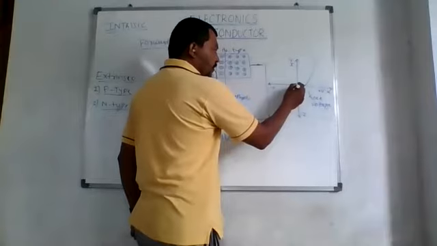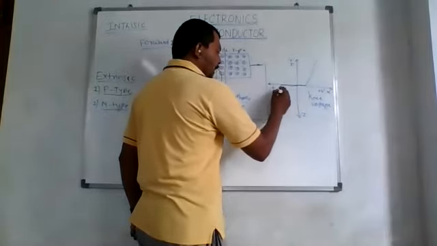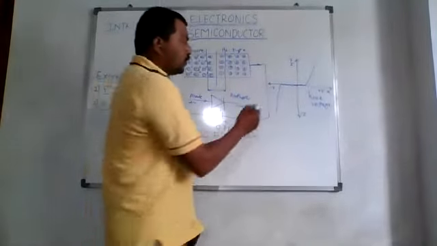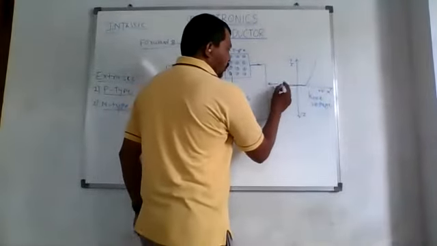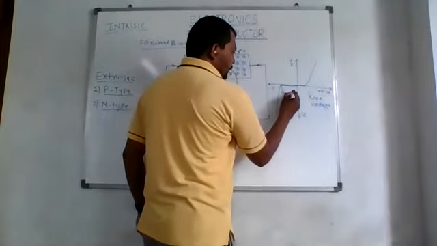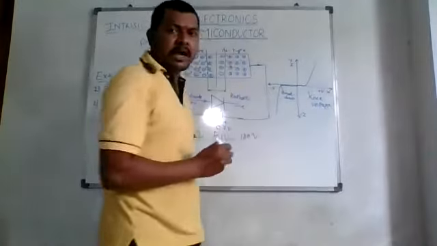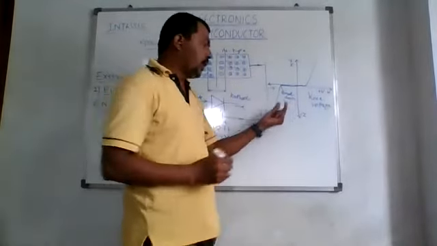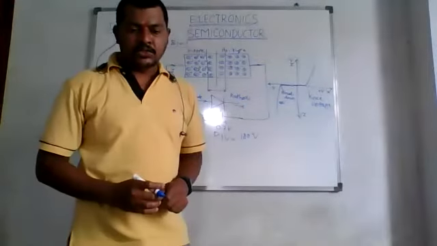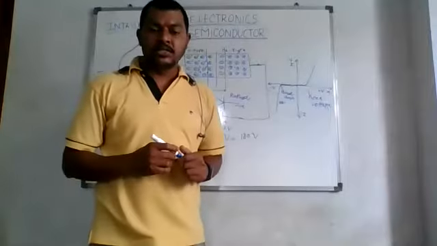At a small reverse voltage, a small leakage current flows, as shown, and at a very high voltage, we'll have a steep breakdown. We will have a breakdown like this. This is the breakdown voltage. I have written breakdown voltage, right? So at this point, it will have a reverse breakdown.